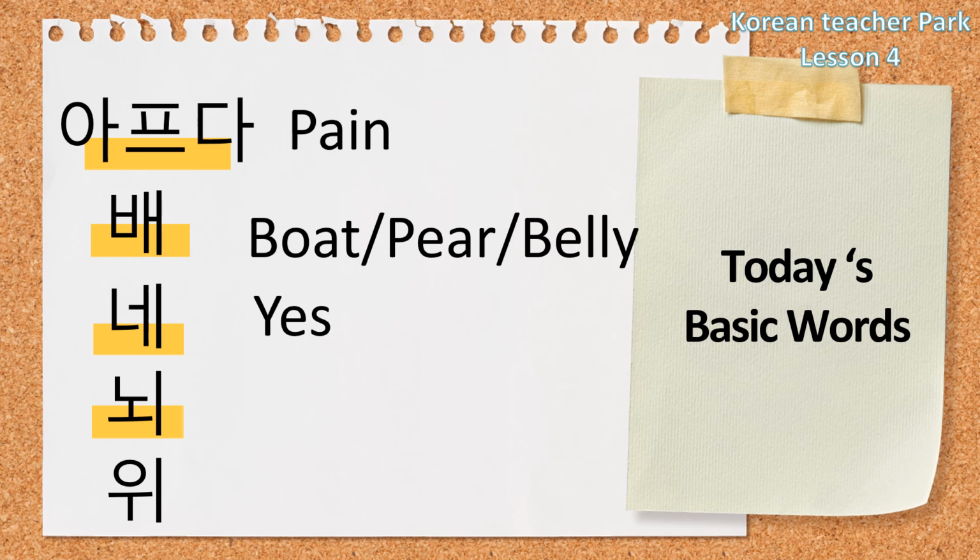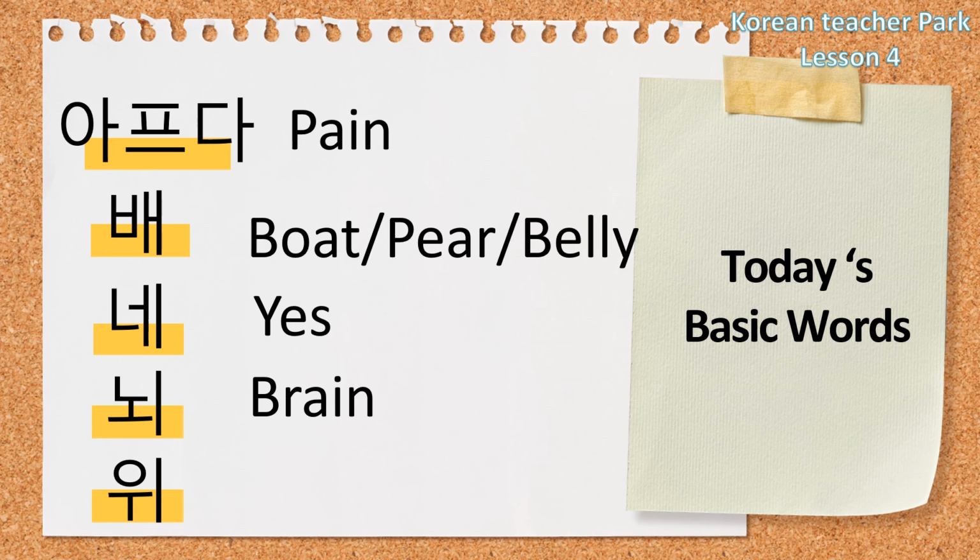And next, how to read? Yes, 뇌. What means 뇌? It means brain. 뇌.